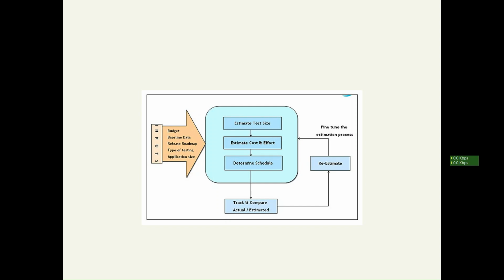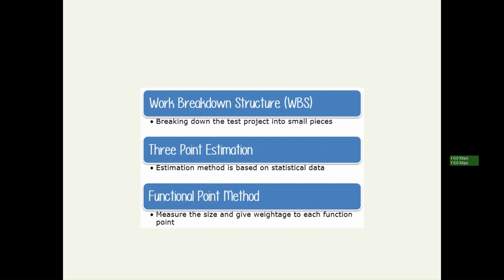Okay. Next one is, estimation can be divided into three different ways of doing. One is a work breakdown structure. Work breakdown means breaking down all the tasks into small pieces and then estimating. Next one is 3 point estimation, or some statistical data: the input data, the output, environmental data. With all this data, you do an estimation.